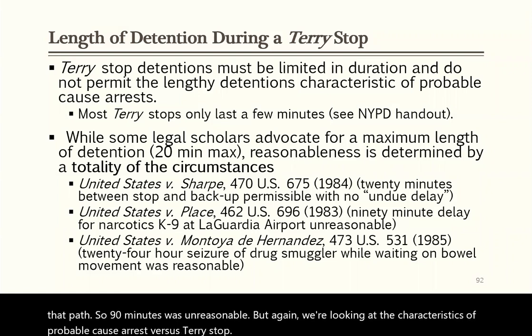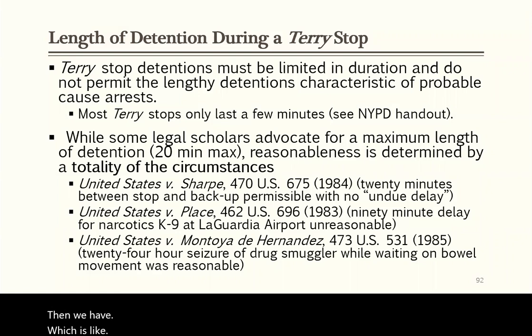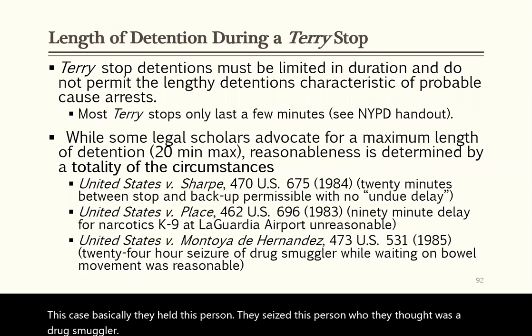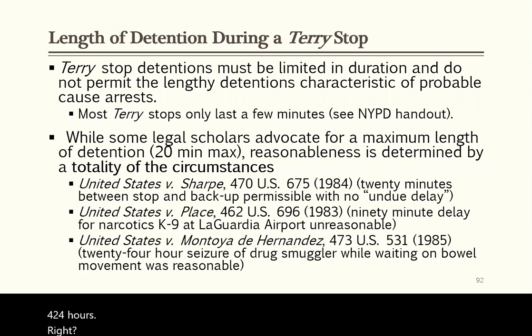Then we have, which is one of my favorite cases, United States versus Montoya de Hernandez, a 1985 case. So in this case, basically they seized this person who they thought was a drug smuggler for 24 hours. And the reason that they were waiting 24 hours is because they believed that she had drugs inside her.